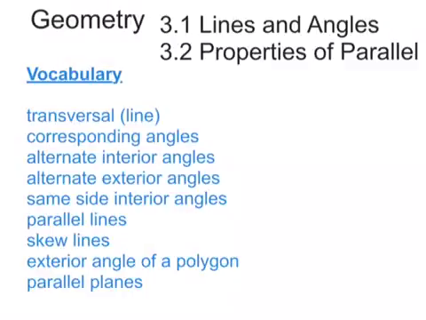Let's first take a look at some of the vocabulary words for this week. We have transversal lines, corresponding angles, alternate interior angles, alternate exterior angles, same-side interior angles, parallel and skew lines, exterior angle of a polygon, and parallel lines. And we will be going through the definition of these in this lesson.